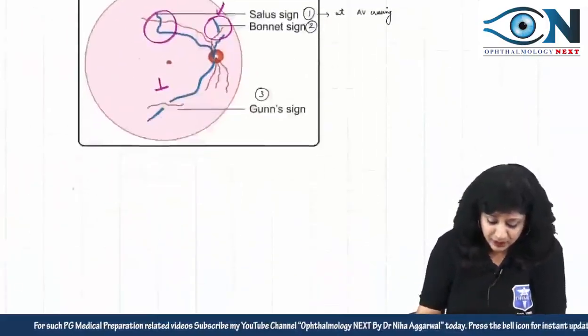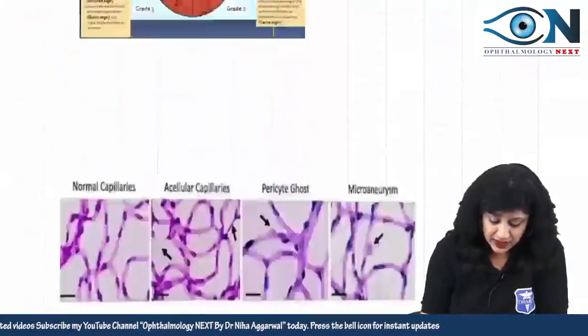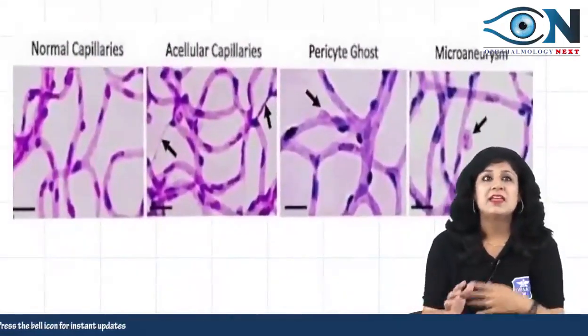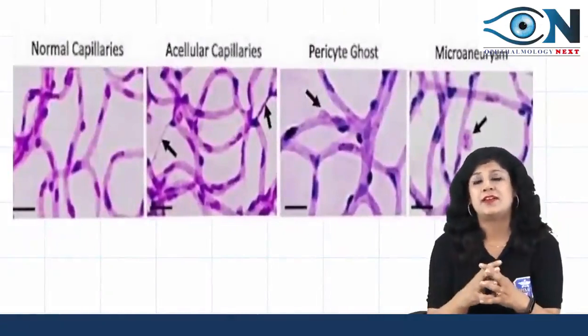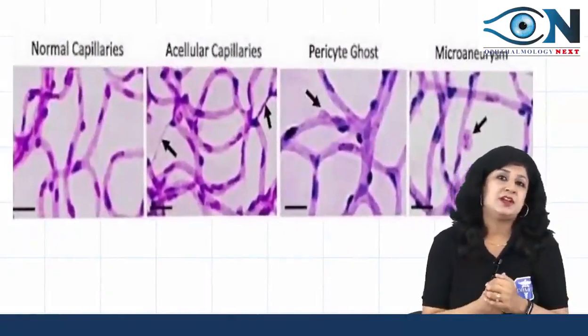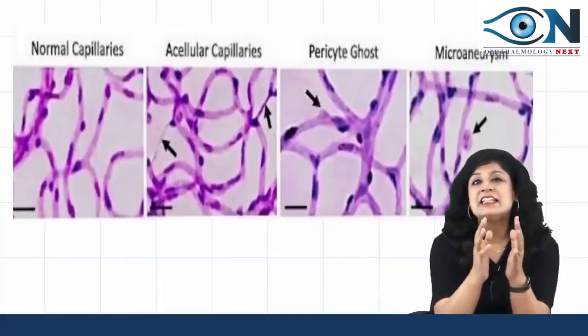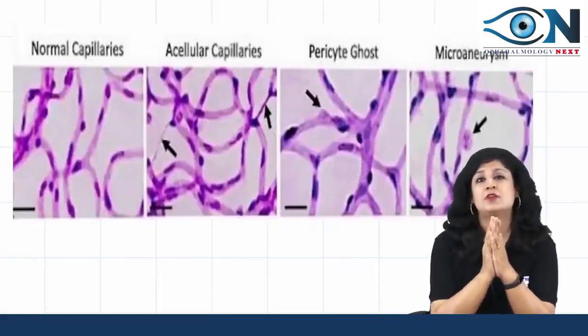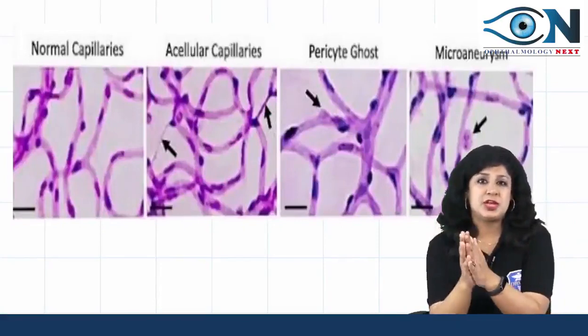Okay. Now, after this, we come to what you call diabetic retinopathy. I think the two major killers of the retina are hypertension and diabetes. Now, having seen the signs of hypertensive retinopathy, we come to the signs of diabetic retinopathy, and we'll try to differentiate between the two.